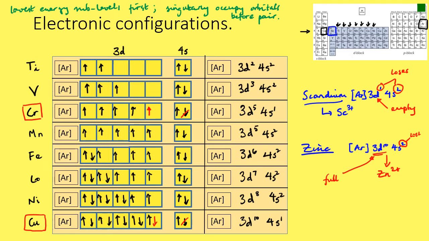Moving on to chromium. So chromium again has its 2 4s electrons, and then it's adding another one like that.